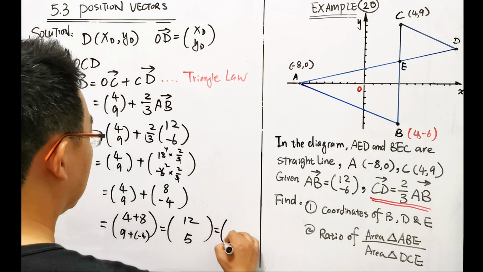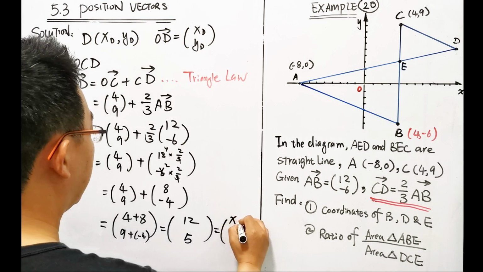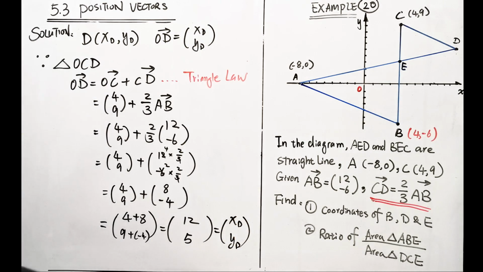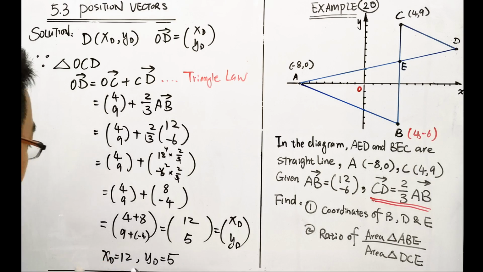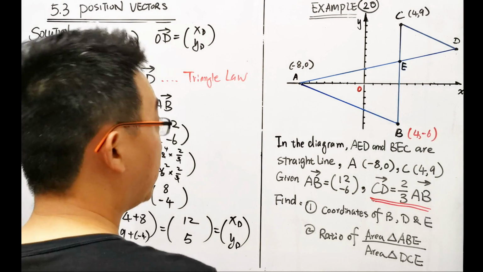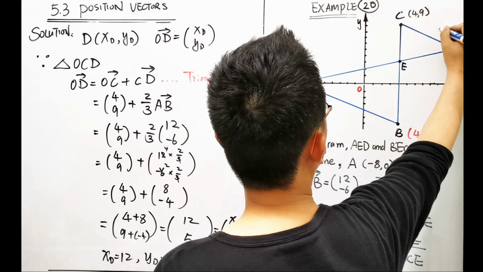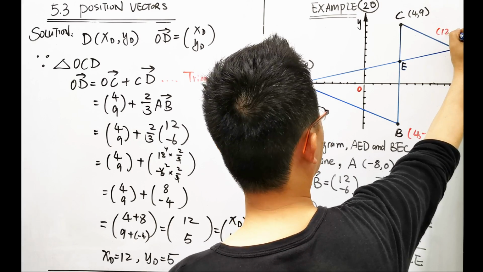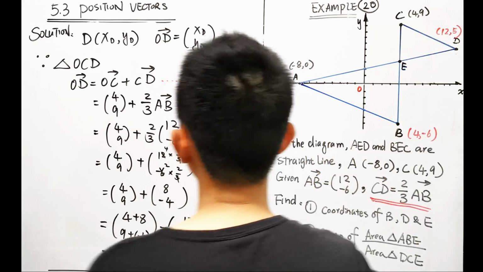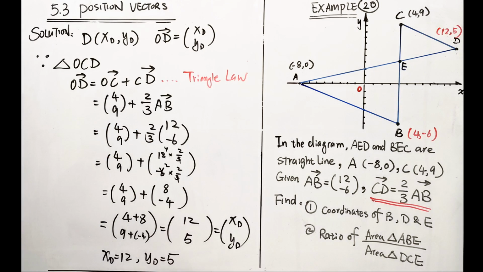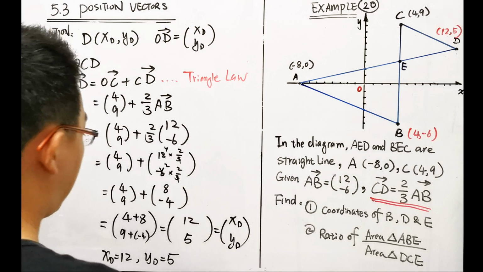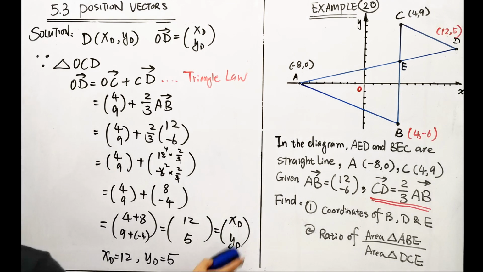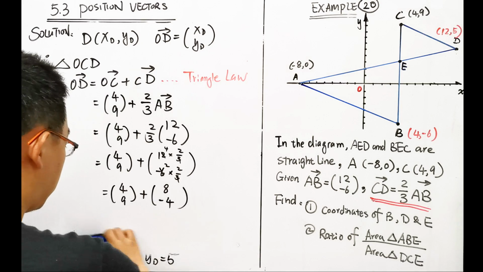Since the coordinates are XD and YD, we get XD equals to 12 and YD equals to 5. So we get the answer: 12 and 5. We just transfer the answer here. This is 12 and 5. That is the coordinate of the point. That is very clear. Again, we use the triangle law.